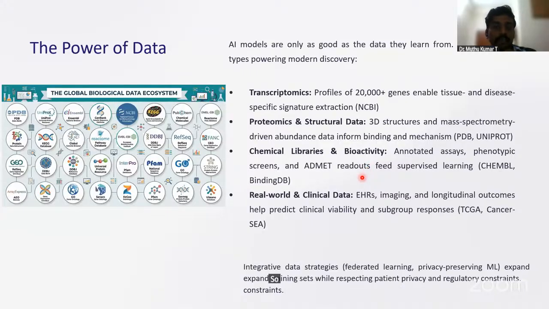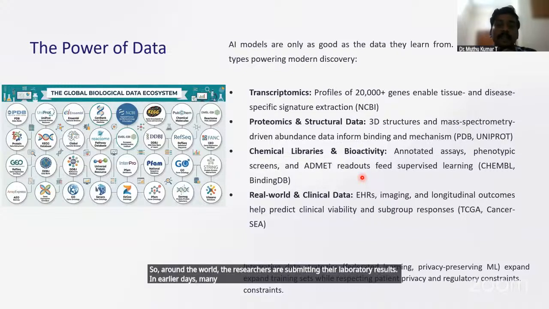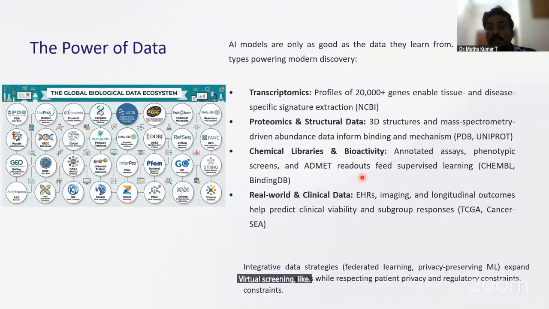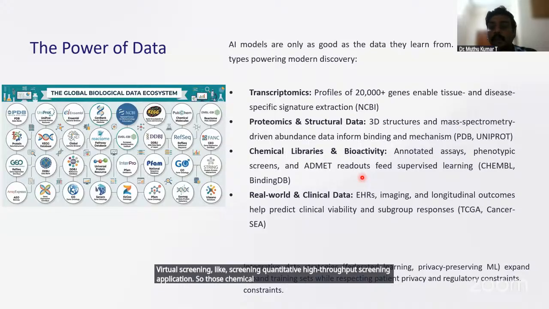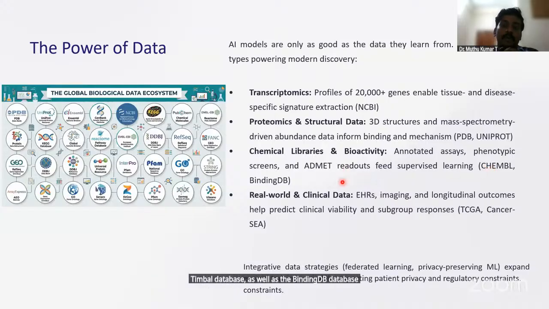So around the world, researchers are submitting their laboratory results. In earlier days, many people did virtual screening, like quantitative high-throughput screening applications. So those chemical data, along with their bioactivity values, are deposited in the ChEMBL database as well as the BindingDB database.